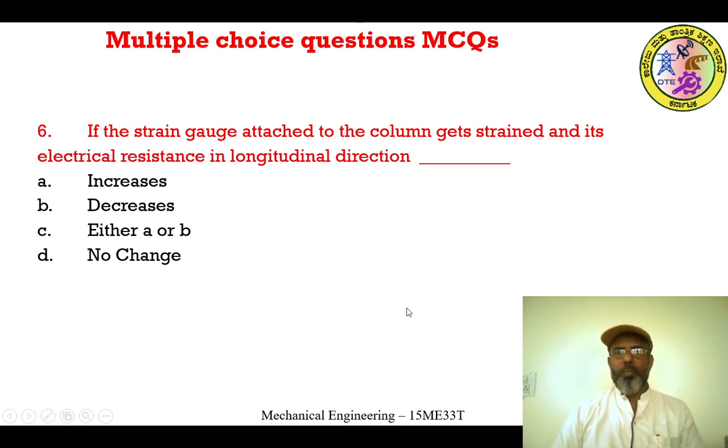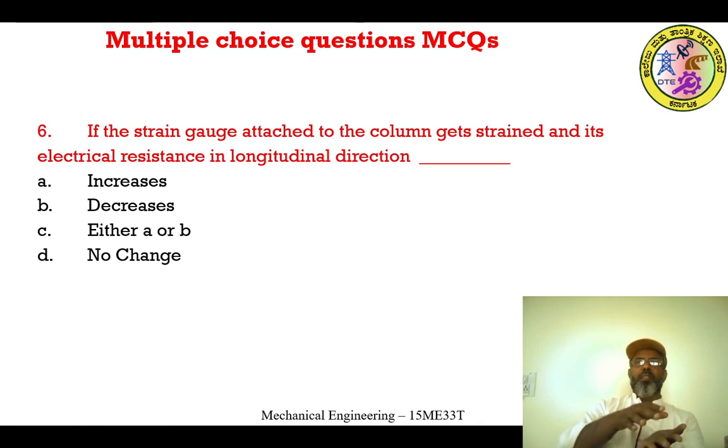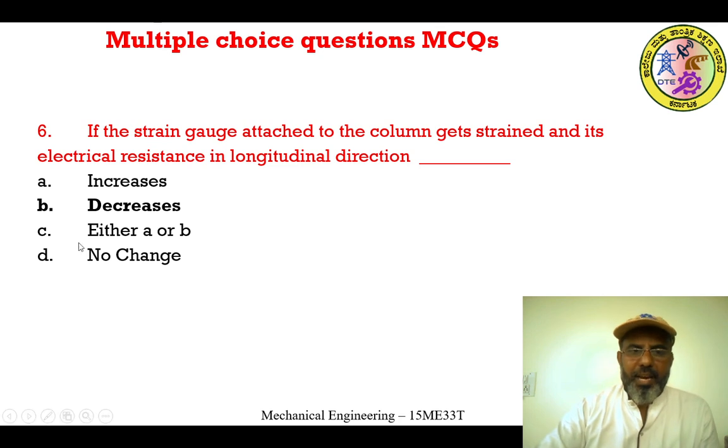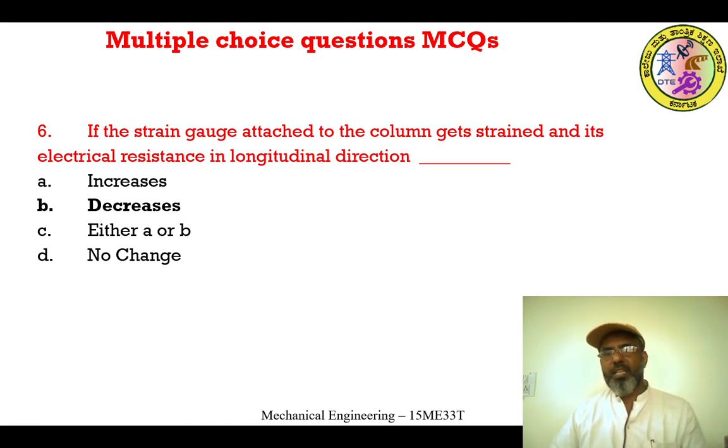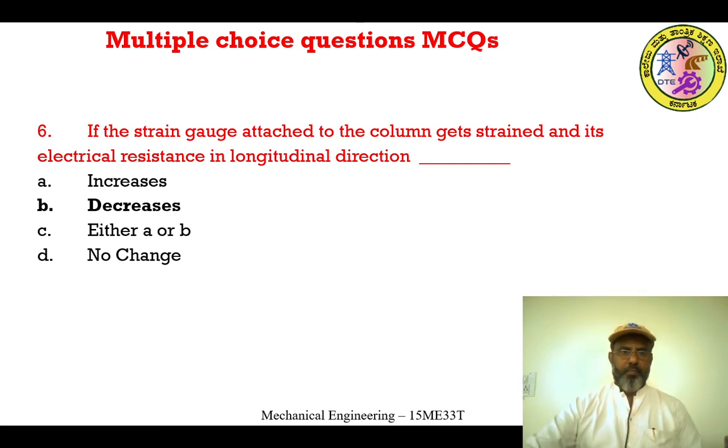The correct answer is, in the longitudinal direction the strain gauge will get compressed. Therefore, since there is a compression, its resistance should decrease. Decrease is the correct answer. Since the resistance is directly proportional to the length of the resistor, as the length increases, resistance increases, and as length decreases, the resistance decreases. This concept should be remembered. In longitudinal direction, the electrical resistance decreases in a strain gauge.